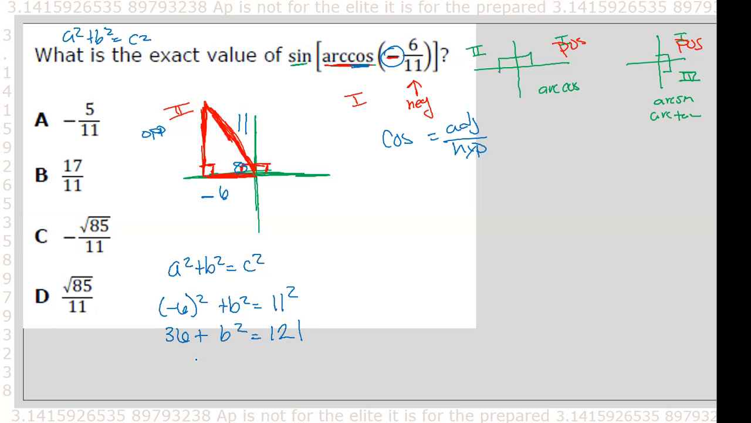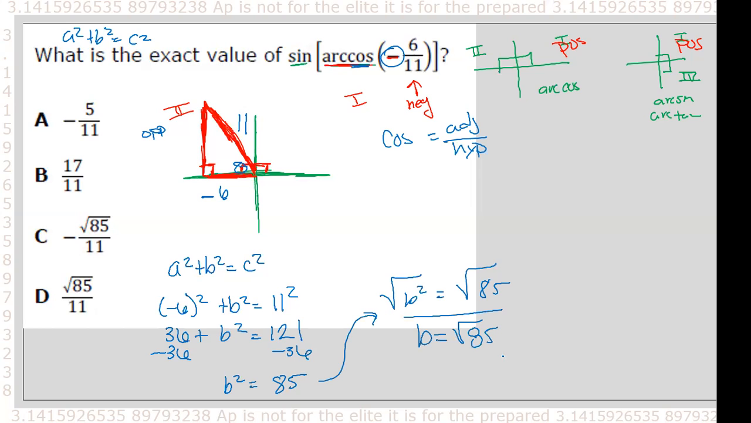So we have 36 plus b squared equals 121. Solving for b by subtracting 36 on both sides gives me b squared is equal to 121 minus 36, which gives me 85. Taking the square root of b squared and the square root of 85 gives me b equal to the square root of 85. But this is not an answer. This is just the opposite length of the theta. So right here, square root of 85.